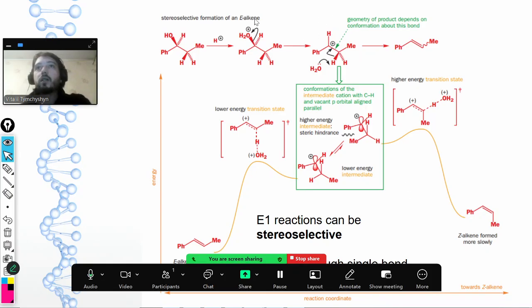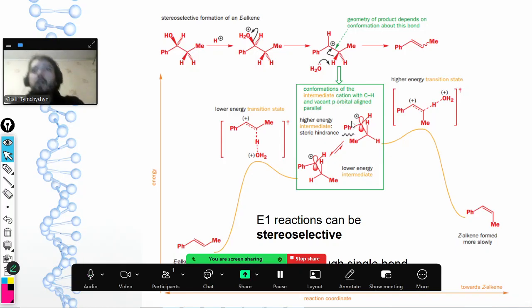So here is the reaction. We have a stereoselective formation of the E-alkene. The protonation goes here, so we get an additional proton here. Now this is water, a good leaving group, it leaves, and here we have our carbocation. The geometry of the product depends on the conformation of this bond. How this methyl group is turned around this single bond will define what we get at the end.